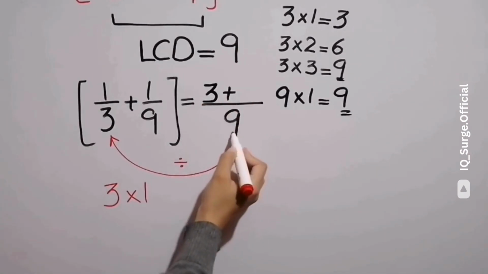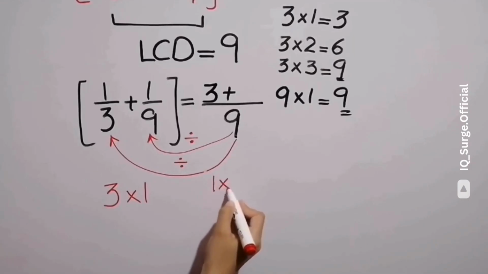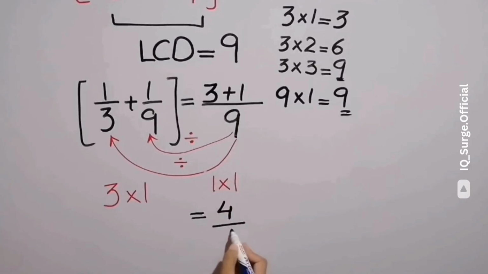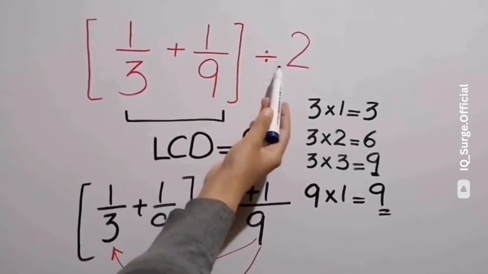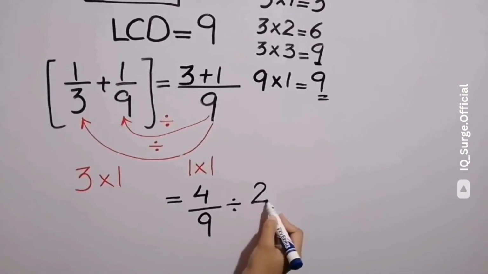9 divided by 9 is equal to 1. And 1 times 1 is equal to 1. In the numerator of this fraction we have 4. And in the denominator we have 9. Now let's simplify the second part. Now the expression becomes 4 over 9 divided by 2.